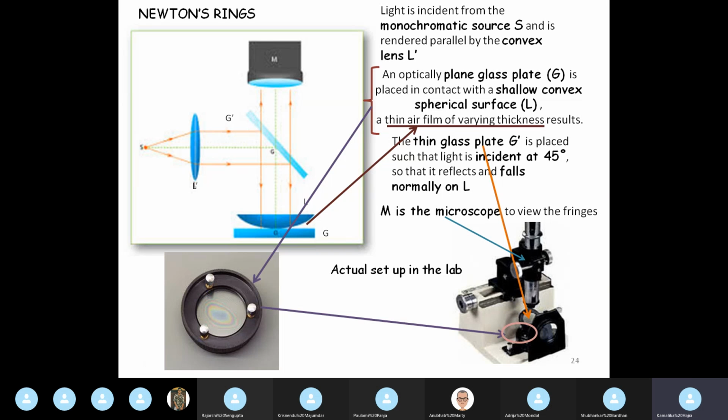Okay. Any questions from here? Any questions from this apparatus portion? Please feel free to ask if you have any questions.